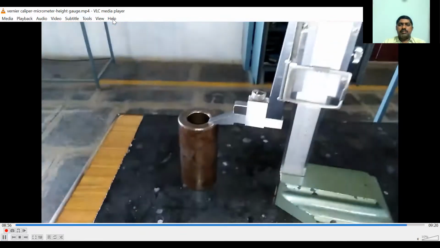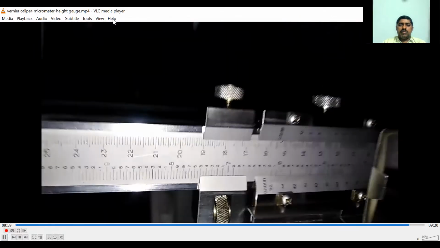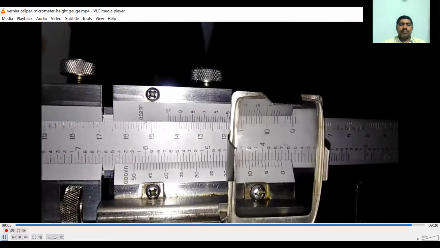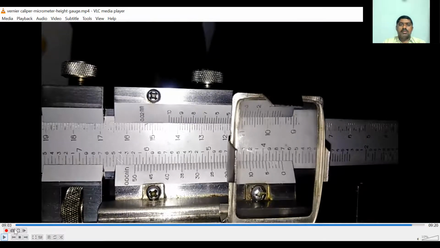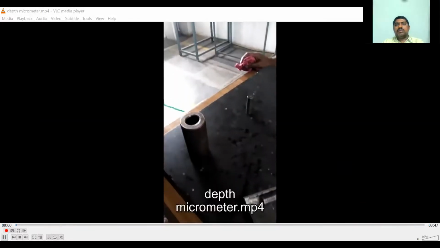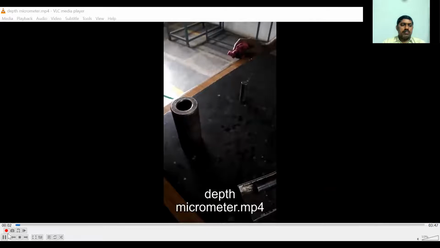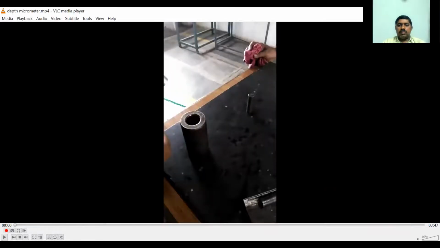Next we will see how the depth micrometer can be used for measuring the depth of the cylindrical ring gauge.